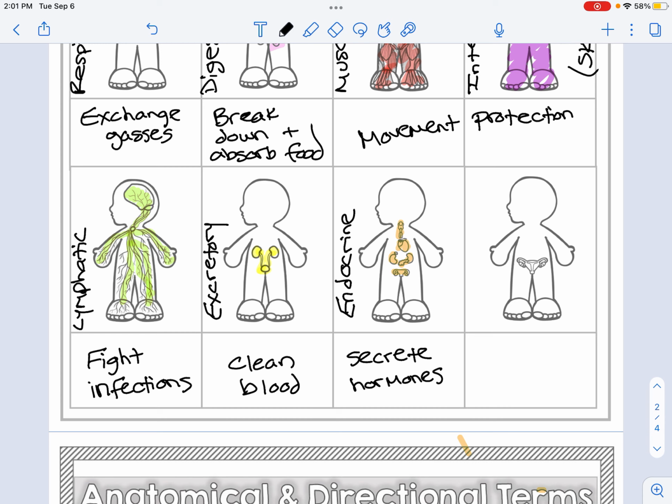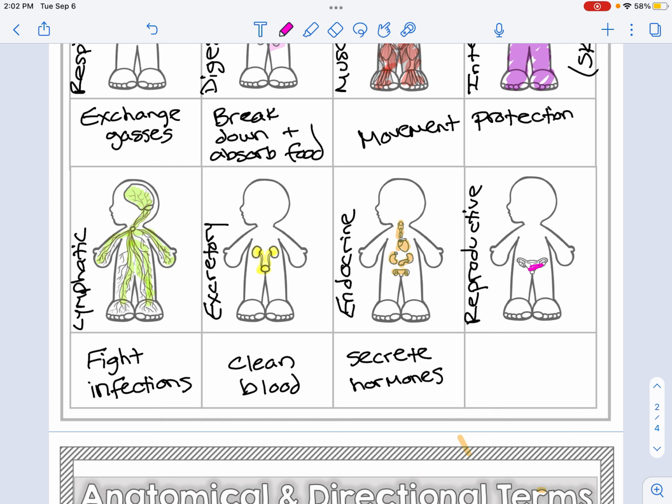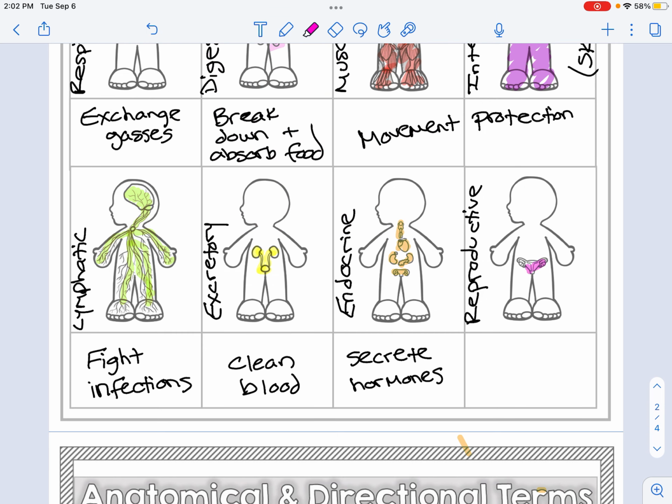And the last one is the system I don't know if we'll have time to get to, but I know you've learned about it before because you've had health class. Reproductive. It's only showing the female one here, you know. You would know what the male one is. If not, whoa, sorry. That is not what I wanted to do there. If not, I would say Google it. I don't know if you want to, but go for it. The purpose of reproductive is reproduction.